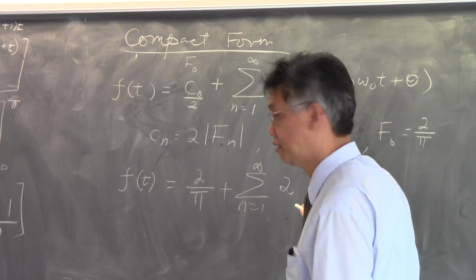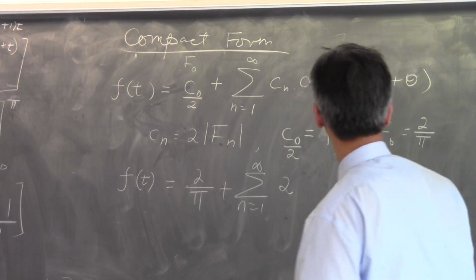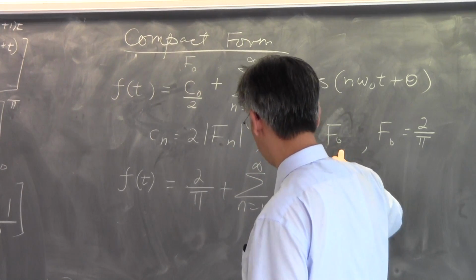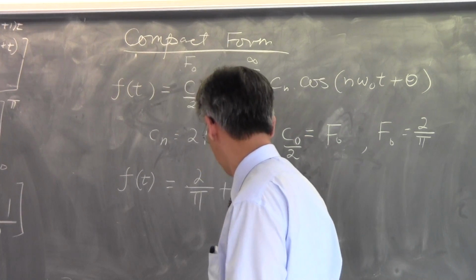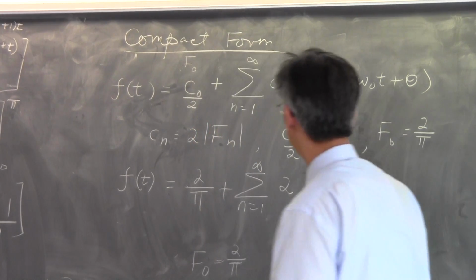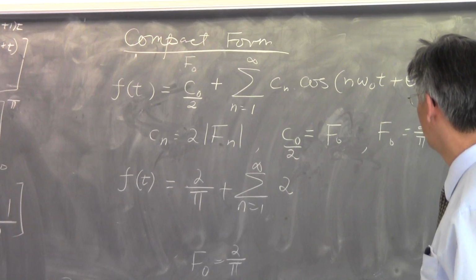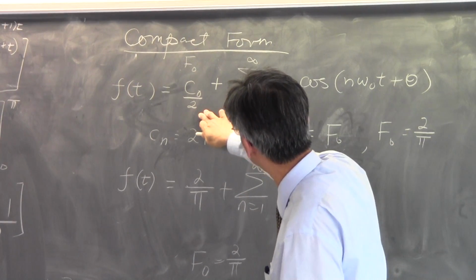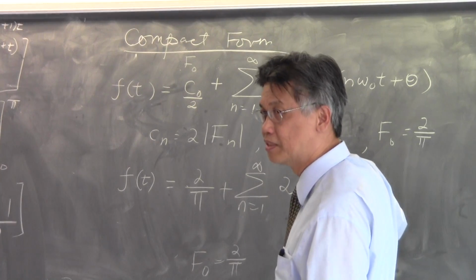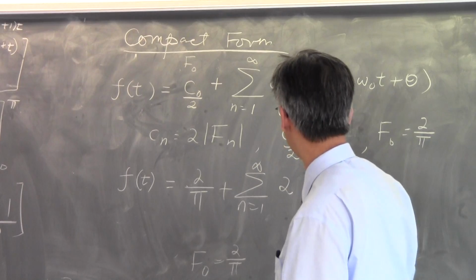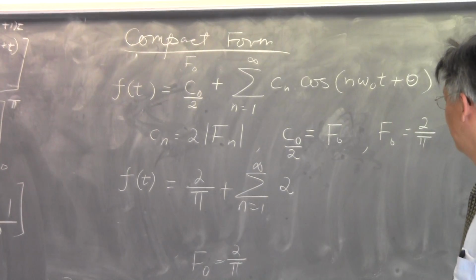What is that? Did I get it correct? C0 over 2 is F0, and F0 is 2 over pi from here. But the first DC term is always written in this way in the textbook, which is the same as F0, the DC term, the static term. The static term is 2 over pi, so I put the 2 over pi there.